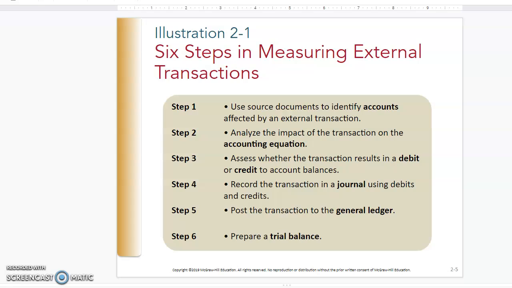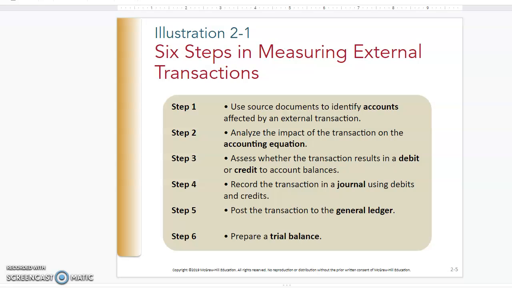Okay, source documents, what does that mean? It could be a sales slip where you've recorded a sale of a product. It could be an invoice that's received from an outside company, something that our company needs to pay. It can be payroll records, whatever it is that tells the accountant something happened that needs to be recorded in the books.